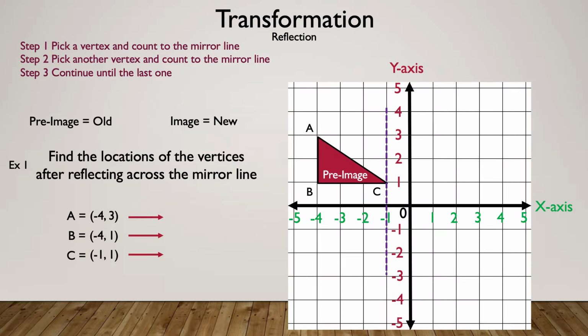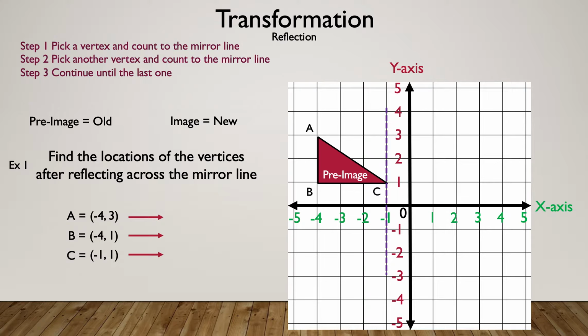Step 1, pick a vertex and count to the mirror line. Step 2, pick another vertex and count to the mirror line. And step 3, continue until the last one. So let's go over the definitions. Pre-image is your old, which in this case is your red triangle, and your image is your new, which will be the yellow triangle, which you will see shortly.